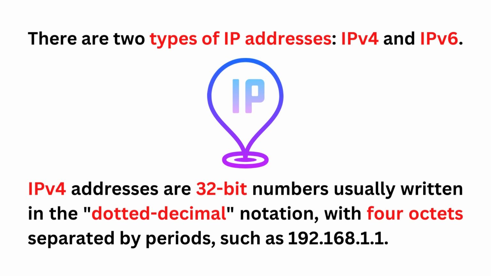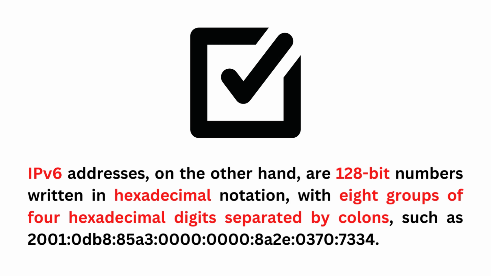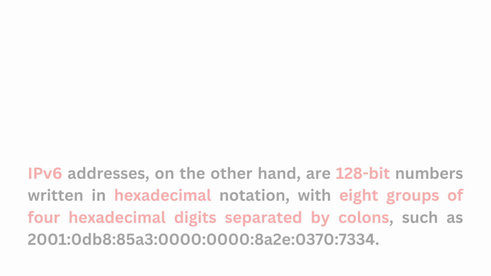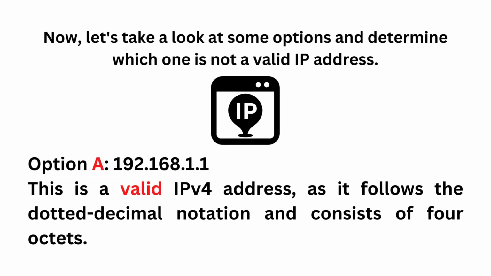IPv4 addresses are 32-bit numbers usually written in the dotted decimal notation, with 4 octets separated by periods, such as 192.168.1.1. IPv6 addresses, on the other hand, are 128-bit numbers written in hexadecimal notation, with 8 groups of 4 hexadecimal digits separated by colons, such as 2001:0db8:85A3:0000:0000:8A2E:0370:7334. Now, let's take a look at some options and determine which one is not a valid IP address.